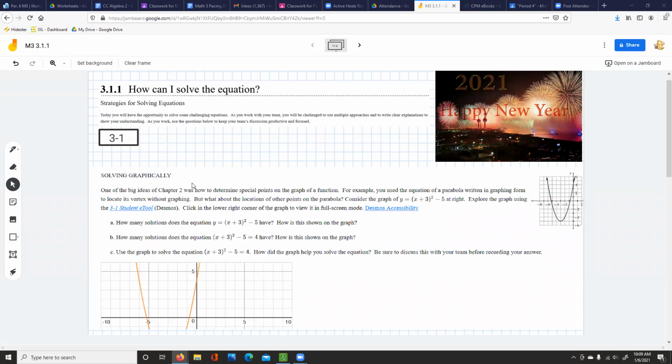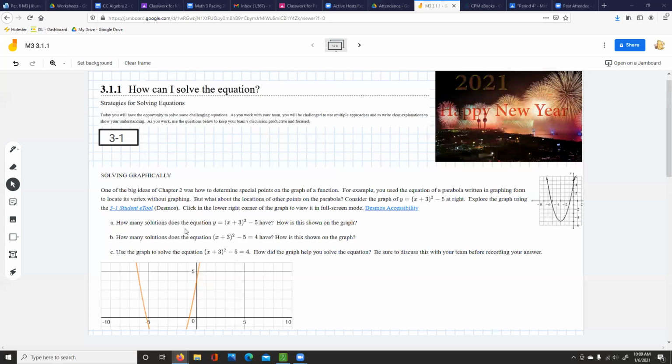So for number 1 here, strategies for solving equations. We're going to look at how can we solve different types of equations, because we're going to solve more and more difficult types of equations. All right, so if you go to your CPM ebook, you're going to have the student e-tool that takes you to Desmos, and you would definitely want to use it, but not right at the second.